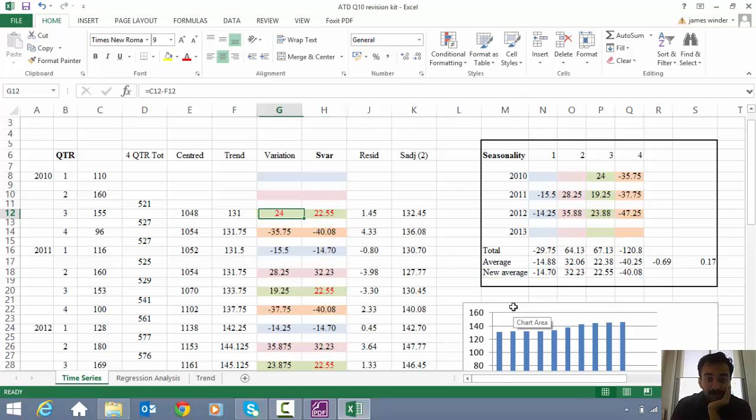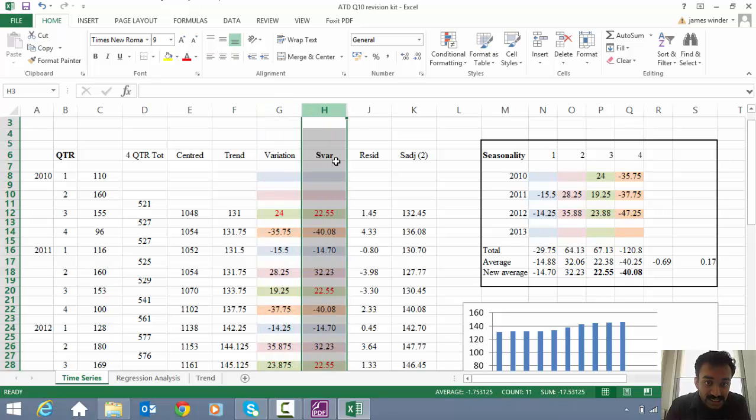We bring that back into the question here. So we say seasonal variation for quarter 3 is 22.55. There we go. Seasonal variation for quarter 4 is negative 40.08. So there we go. We copy the seasonal variation numbers adjacent to the total variation. And now if you observe, you've got the variation there. You've calculated the seasonal variation.